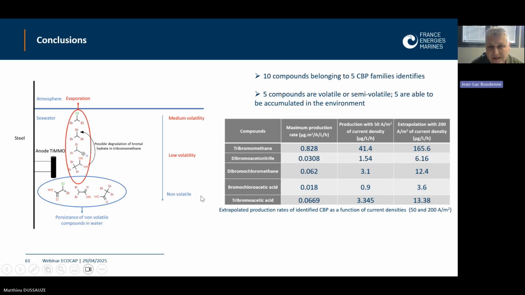We have tried to extrapolate the production rate of the identified compounds. As you can see, if we apply the realistic current density currently applied on a wind farm, you can see the production rate of these different compounds. And as I said before, bromoform is the main product able to be generated during ICCP.